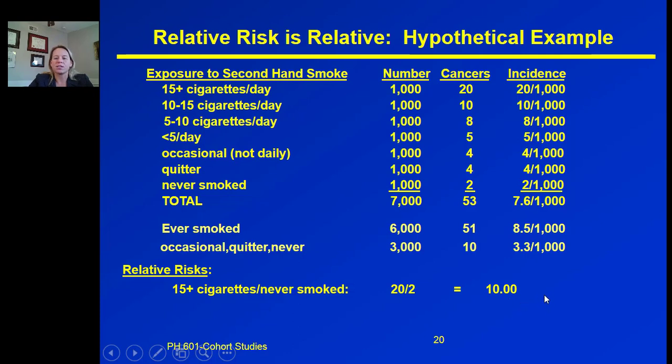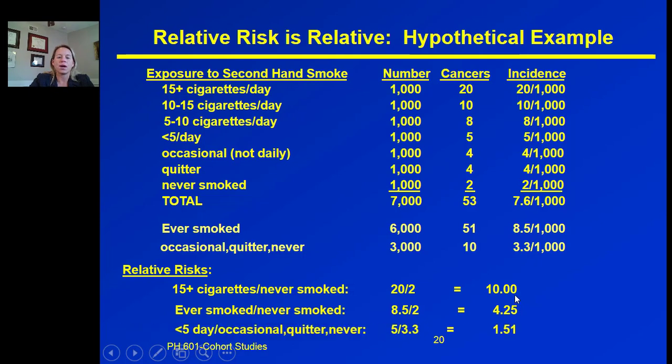So that relative risk is saying that, again, the risk of death among individuals whose spouses smoke at least 15 cigarettes a day is 10-fold greater than that among people whose spouses don't smoke. You could also look at it as a relative measure among those whose spouses ever smoked compared to the spouses who don't smoke. And here you get a relative risk of 4.2. So again, depending on your question, your relative measure changes, right?